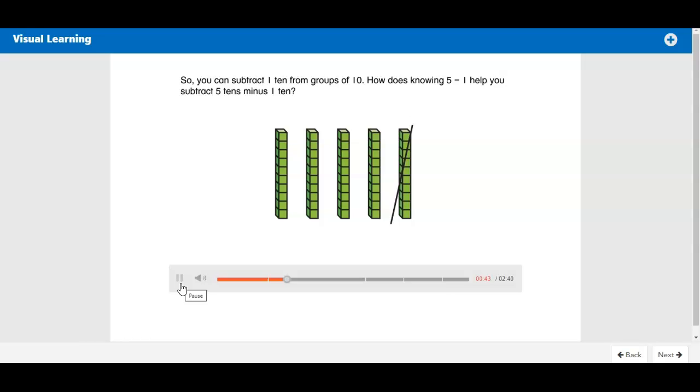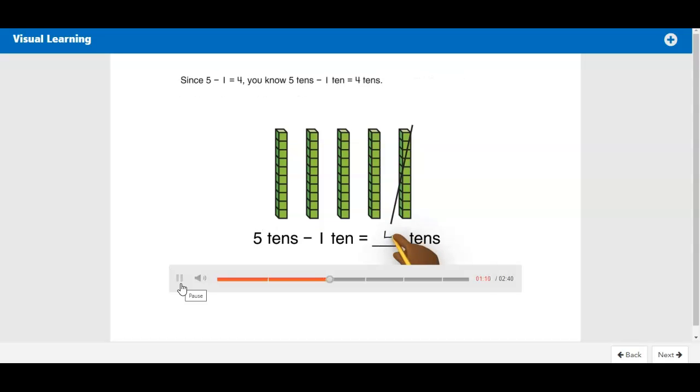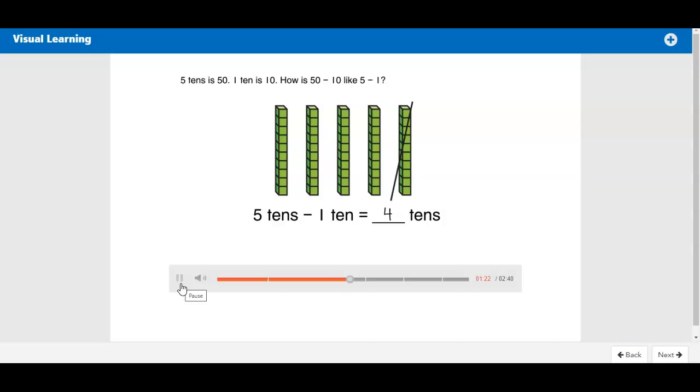So you can subtract 1 ten from groups of 10. How does knowing 5 minus 1 help you subtract 5 tens minus 1 ten? You subtract the same number of tens as you subtracted ones. 5 tens minus 1 ten is like subtracting 5 minus 1. Since 5 minus 1 equals 4, you know 5 tens minus 1 ten equals 4 tens. 5 tens is 50. 1 ten is 10.